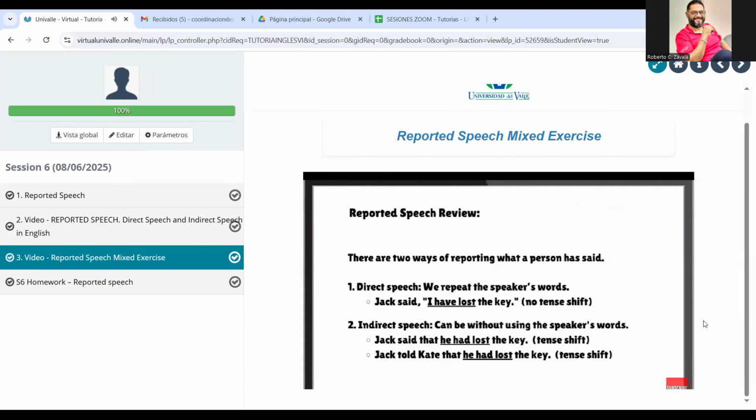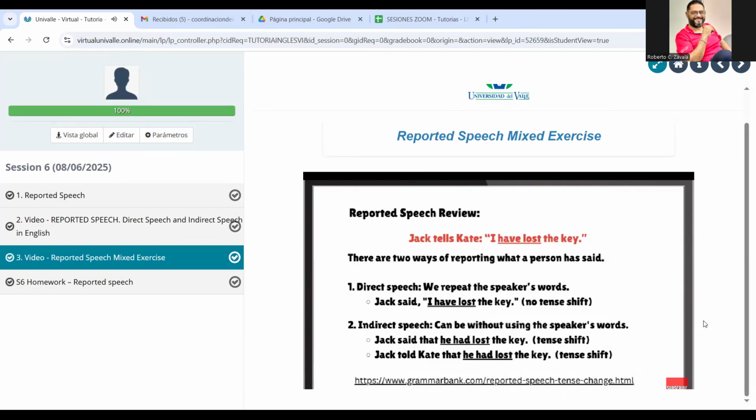Let's review reported speech. There are two ways of reporting what a person has said: direct speech and indirect speech. Let's report what Jack said to Kate using these two methods. 1. Direct speech. We repeat the speaker's words. Jack said, "I have lost the key." We repeat Jack's exact words within quotation marks.